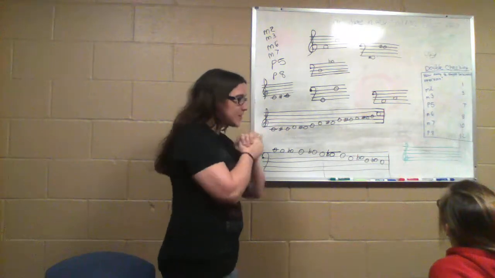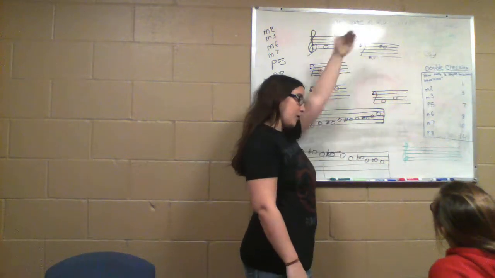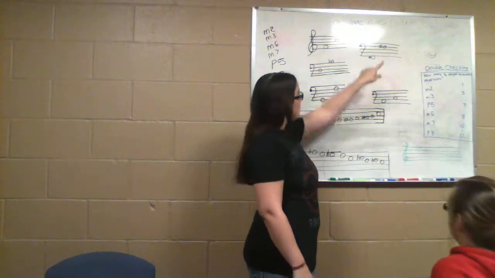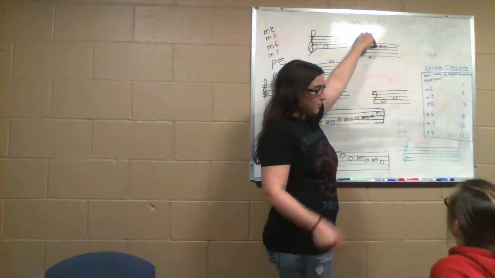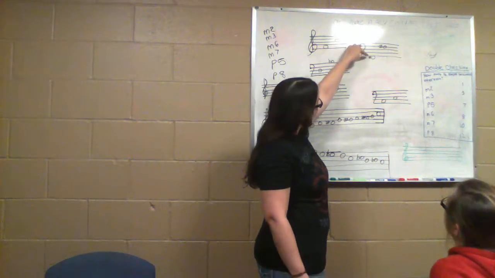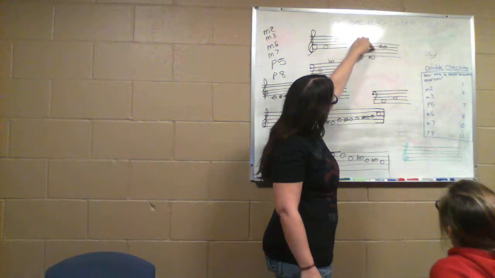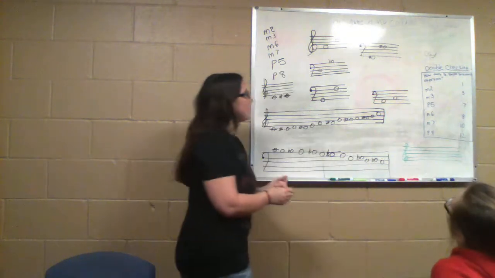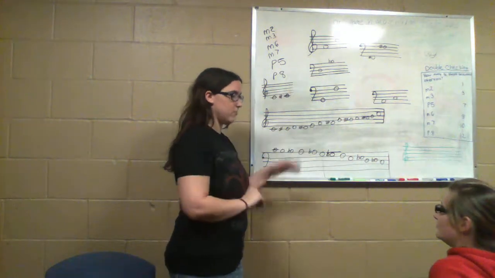Let's look at the perfect octave now. A perfect octave is the same note, only up an octave. An octave is going up 8 steps. So when you start on a note like F sharp, you're going to go up 8 steps to the next F sharp. We're going to count together: 1, 2, 3, 4, 5, 6, 7, 8. And since they have to be the same note, it has to have the same accidental as well.